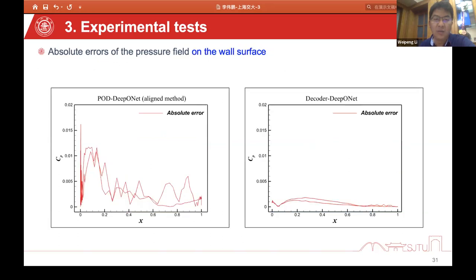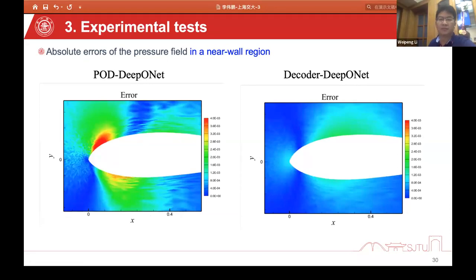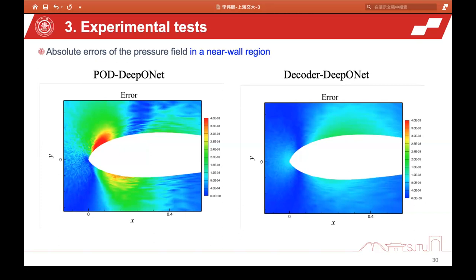And then Weipeng, I have a question for you. Since you are showing the near wall region, how do you guarantee that the velocity is zero at the airfoil's surface? This is the pressure field, not the velocity. I know. But for the velocity, because we are interested also in the shear stresses and stuff. I mean, I know you care about the near wall, but you also need to worry about the velocity being identically zero at the wall. Yes, which is not, unless you do something special.